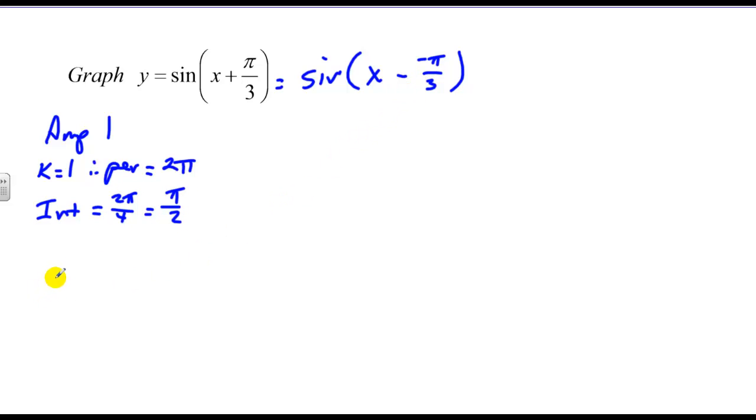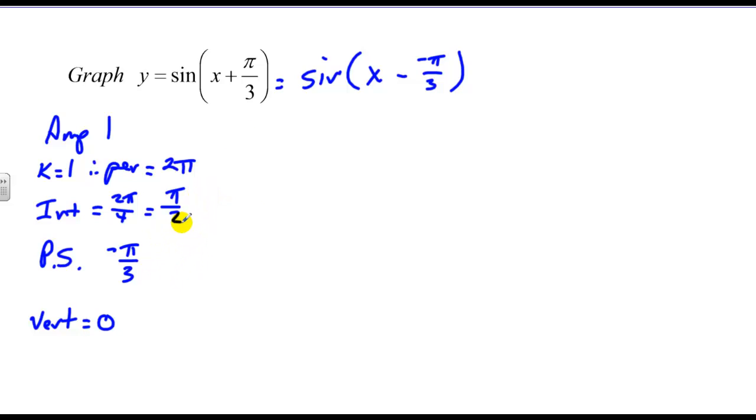And you'll notice my phase shift is exactly, since this has a coefficient of 1 in front of it, negative pi over 3. And vertical translation is 0, because there is no K value.